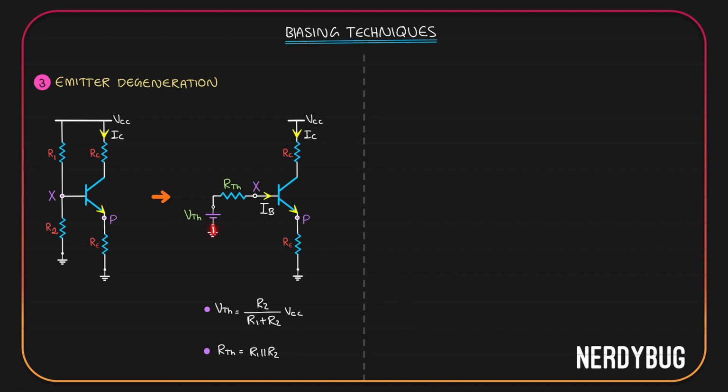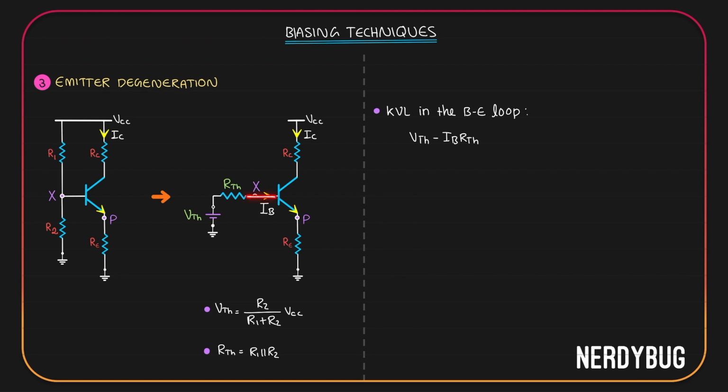Let's take this loop. It is the one with the base and emitter, so we call it the base emitter loop. Let's apply KVL in the base emitter loop. I'll start from this point and go clockwise. I can see VTH is from negative to positive. I will write VTH. As I go, there is RTH. Current in RTH is IB and it is flowing in this direction. So the potential has to be positive here and negative here. It is in the opposite direction. So I will write minus IB RTH.